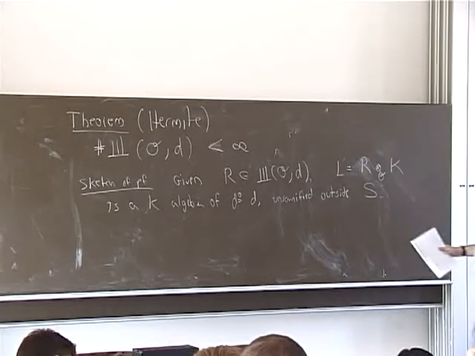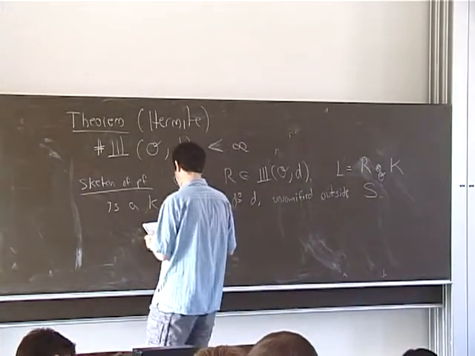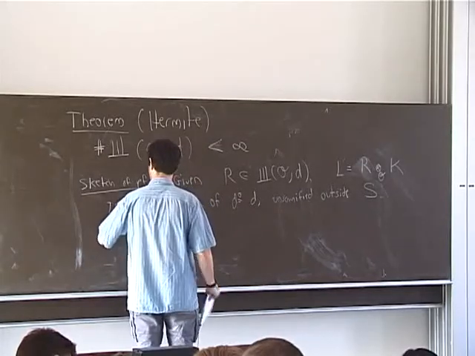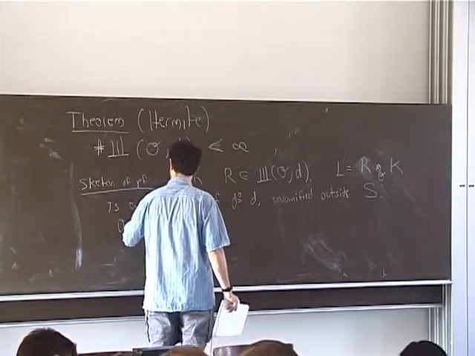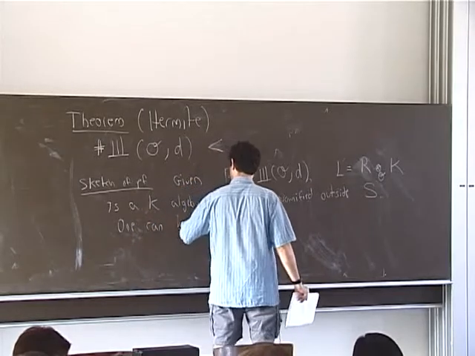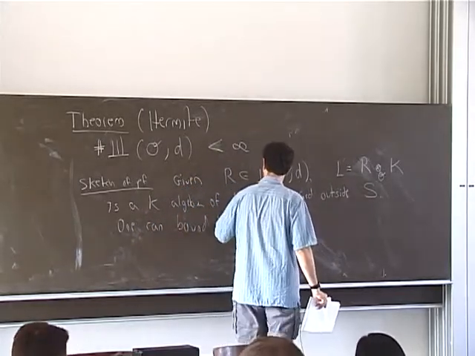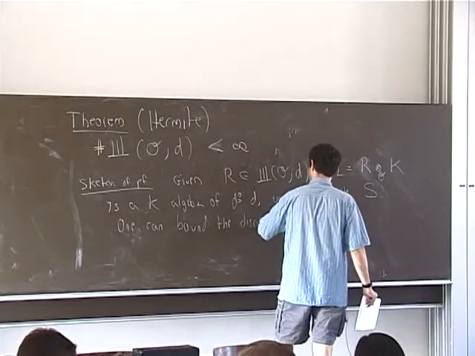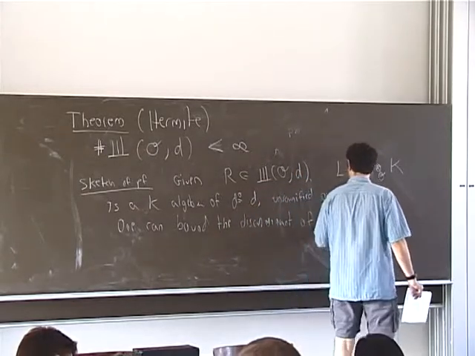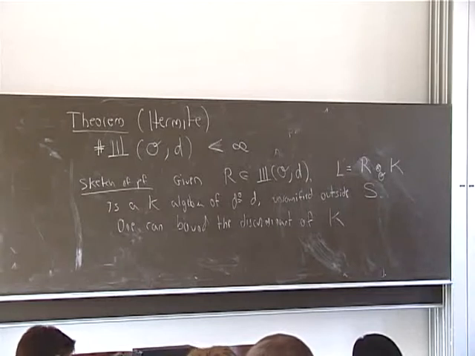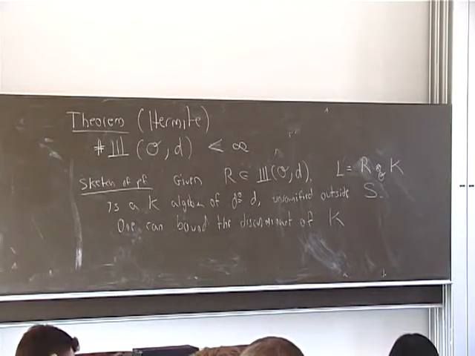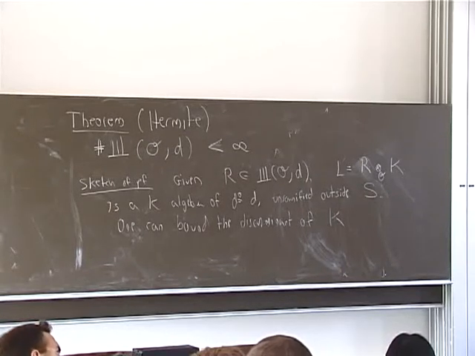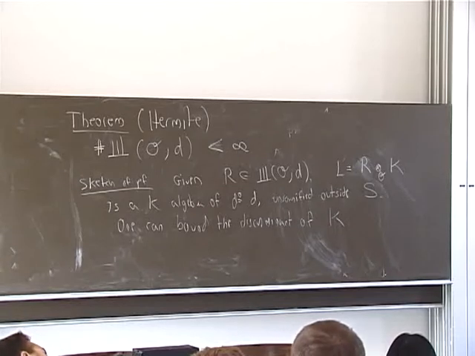And so then the idea of the proof of Hermite is to bound the discriminant. So one can bound the discriminant of K. And so, one can bound first the primes that appear in the discriminant. Those are only the primes in S at most. And then one can also bound the multiplicities. And then the next stage of the proof is to show that there can only be finitely many number fields with bounded degree and discriminant.